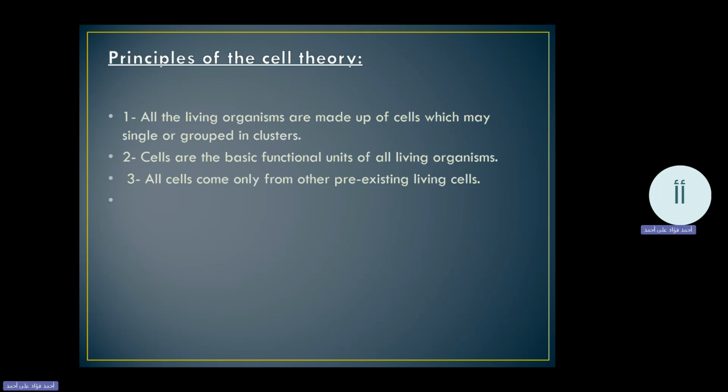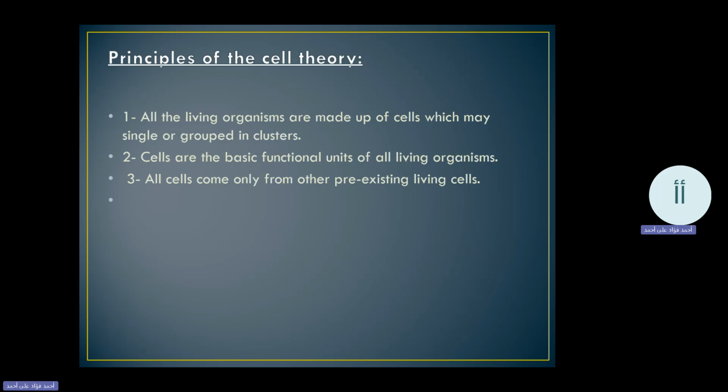Then these scientists put a group of principles about the cell theory. What are the principles of cell theory? All living organisms are made up of cells, which may be single, as we said before, unicellular, or grouped in clusters, as we said, multicellular. Cells are the basic functional unit of living organisms. The cell is the smallest or basic building unit of a living organism. And new cells come from pre-existing cells by division. These are the three principles of the cell theory.